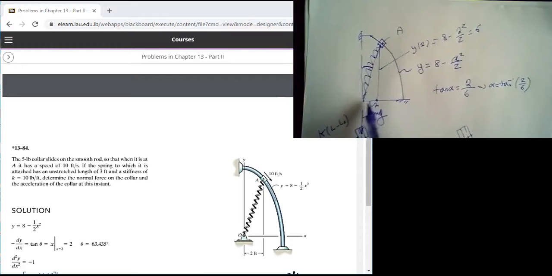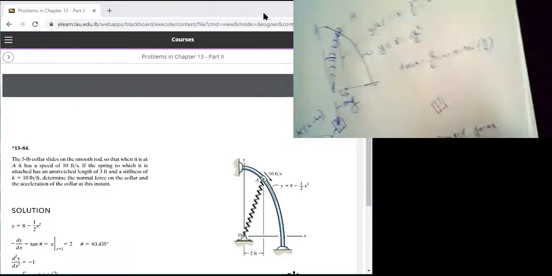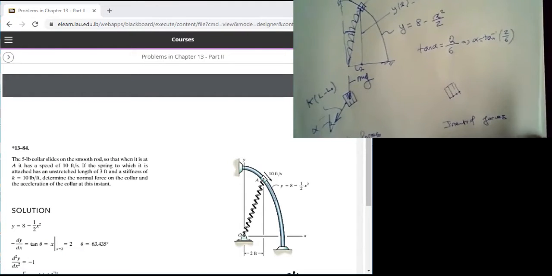I know my x coordinate of point A is 2. I can actually get y, right? And I think some of you are chatting. I don't see the chat, so just talk. Open up your microphones and then speak. Let your voices be heard.